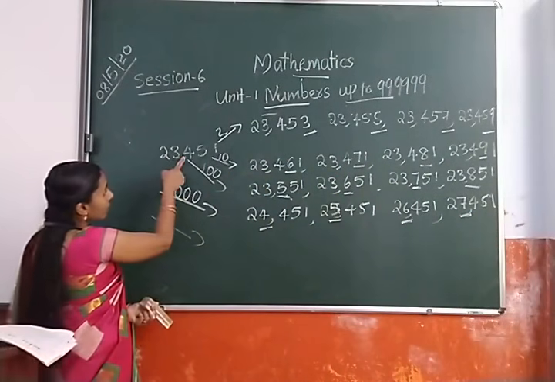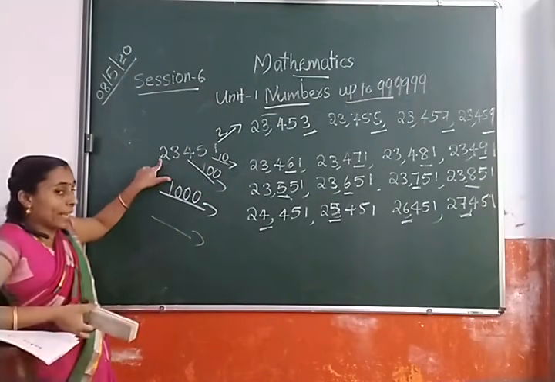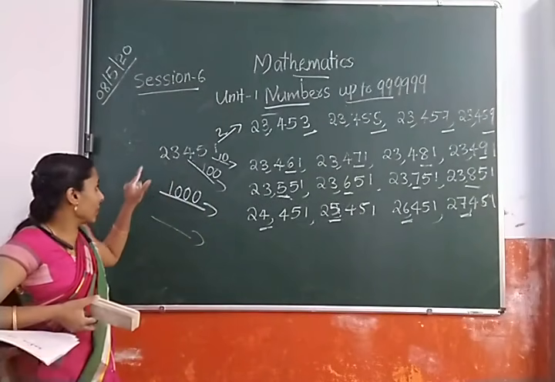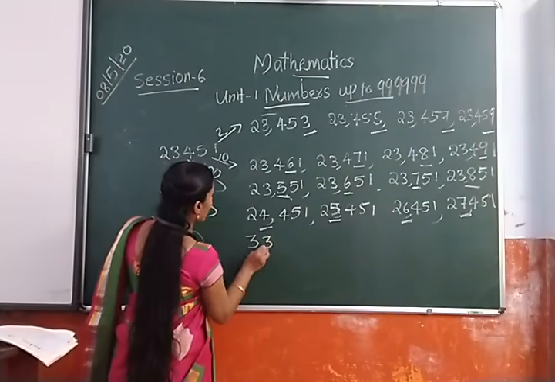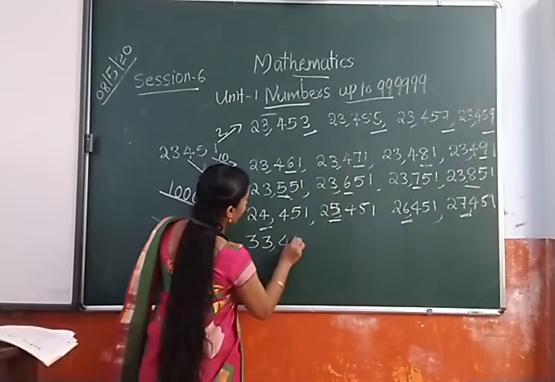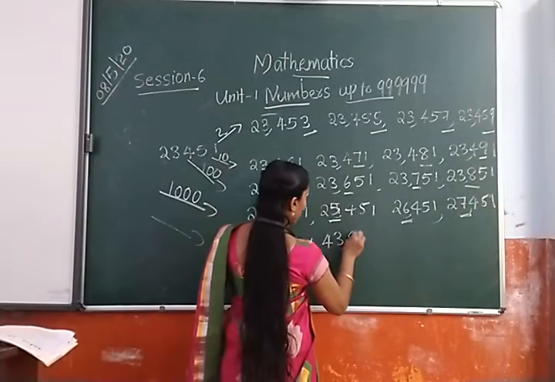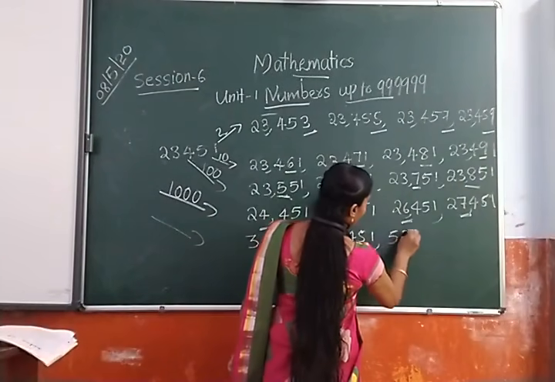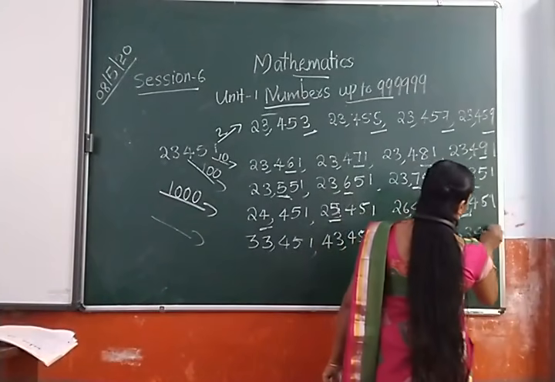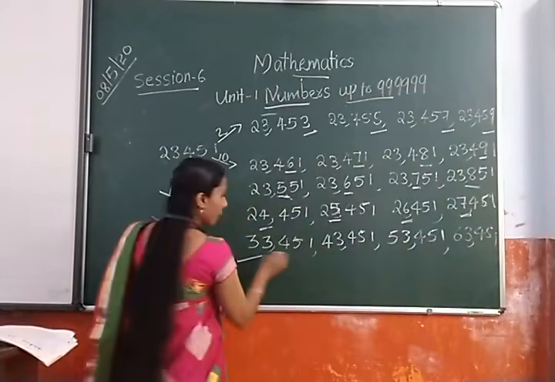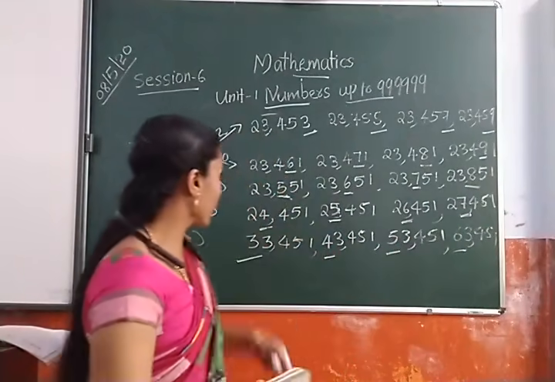Here, 23,451. Which number is in the 10,000 place? 2 is in the 10,000 place. So, that 2 changes: 33,451, 43,451, 53,451, 63,451. Here 3, 4, 5, 6. Okay? This is easy. You can learn like this.